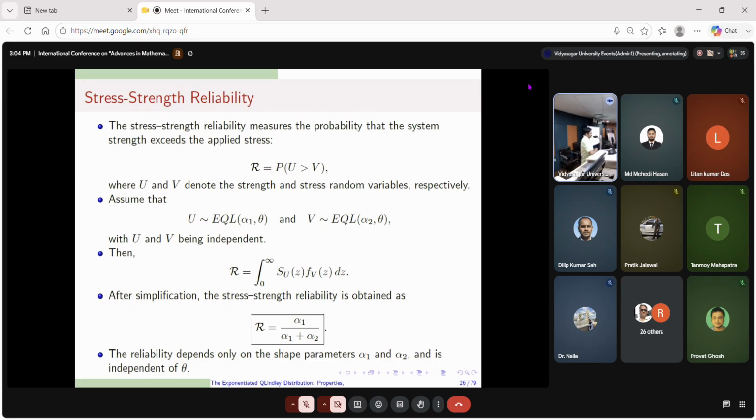Next is stress and reliability. Suppose X and Y are two components. You can assume that X is the stress and Y is the strength. Then the probability of X less than Y is the stress-strength reliability. With the help of this, I have even given U and V, maybe X and Y also. So with the help of this, we are able to find the stress reliability, and this is applicable again for industry people.